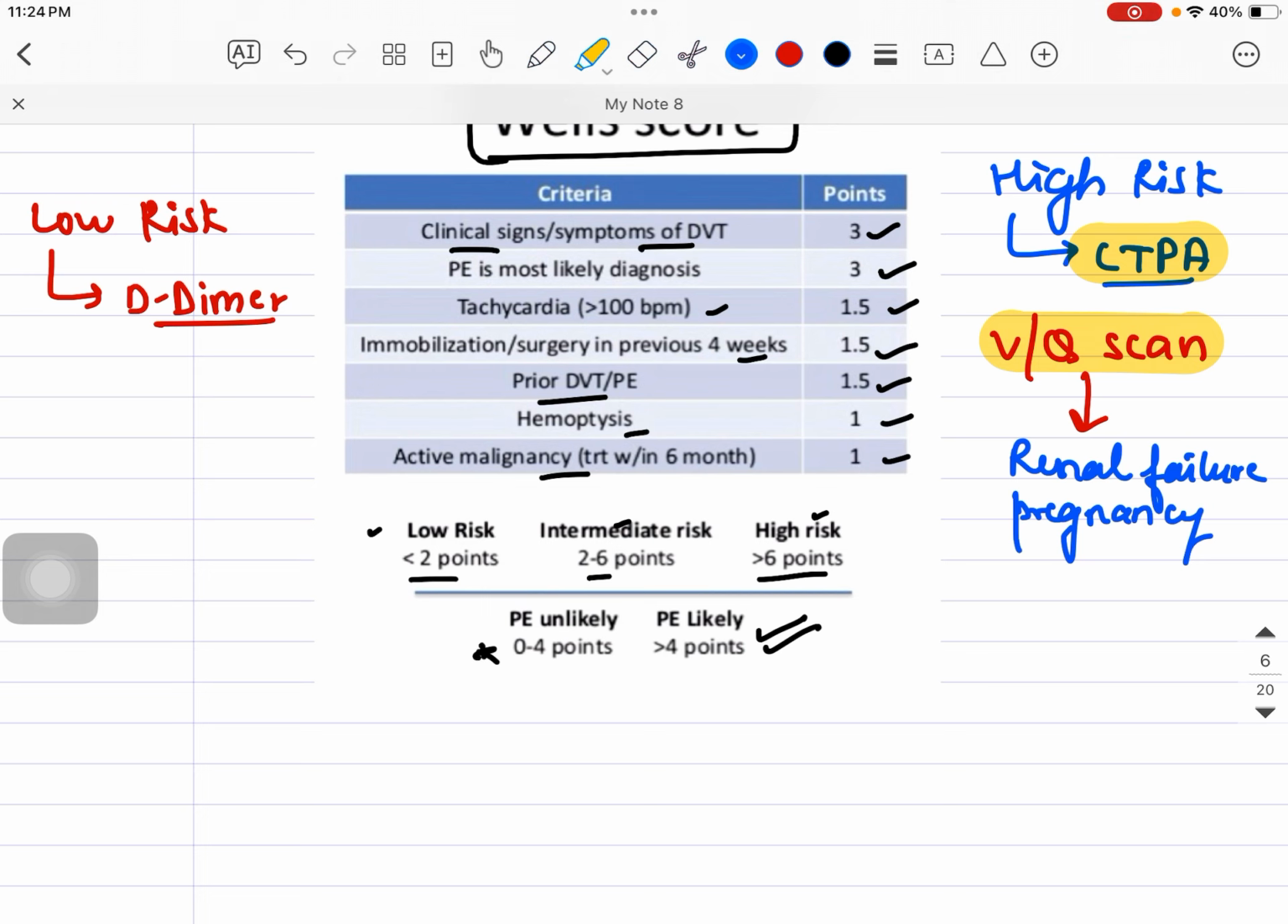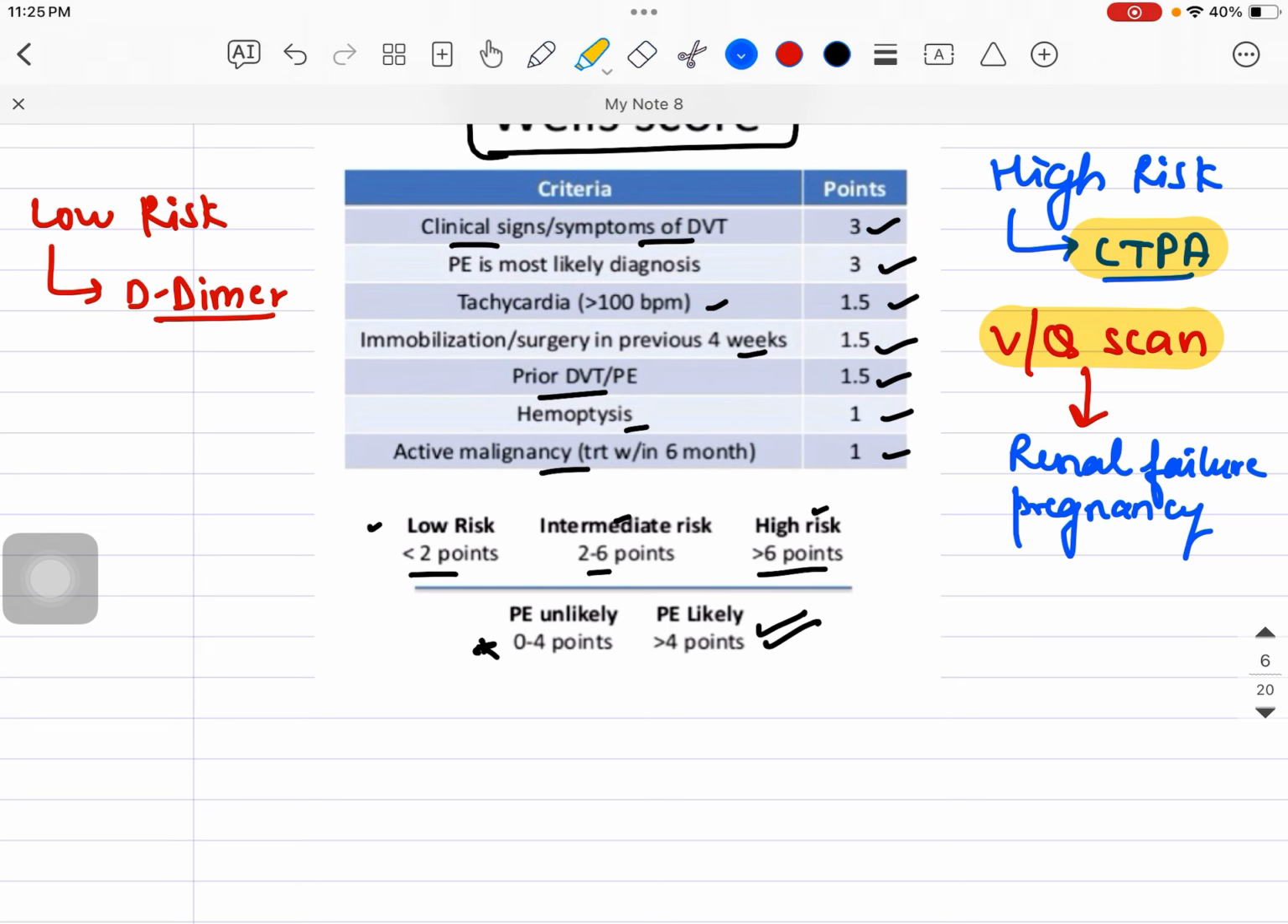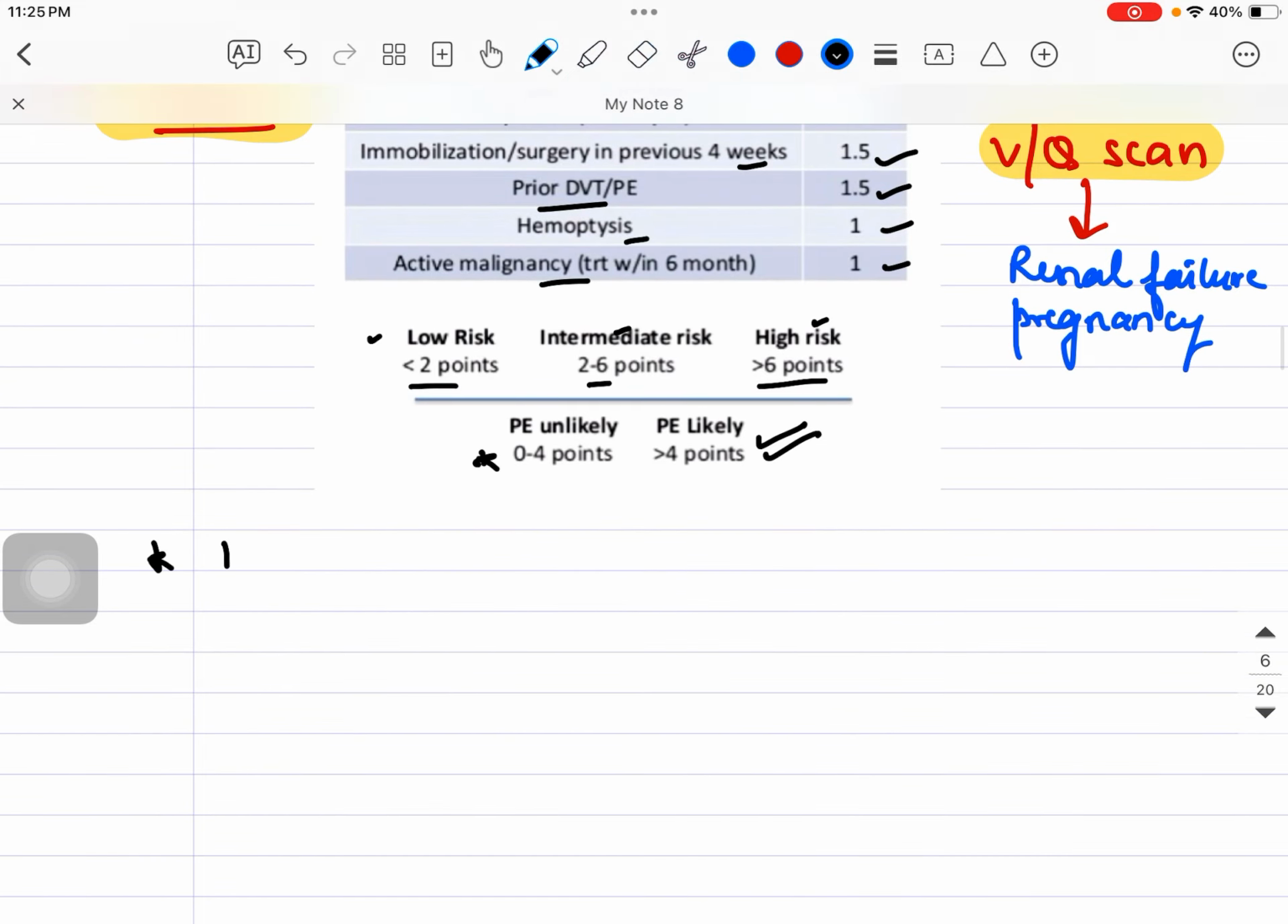Now finally, that was the investigation part, how you differentiate things. I have talked about three things: D dimer, CT pulmonary angiography, and the ventilation perfusion scan, and how you decide which one to go for. So now finally I'm going to talk about the management or treatment part of these kinds of patients.